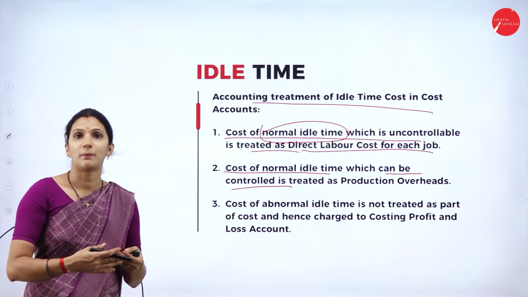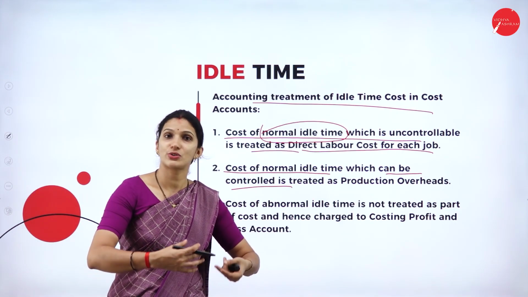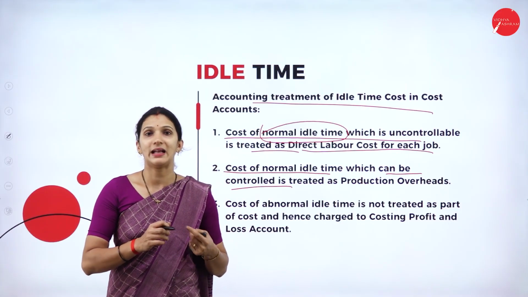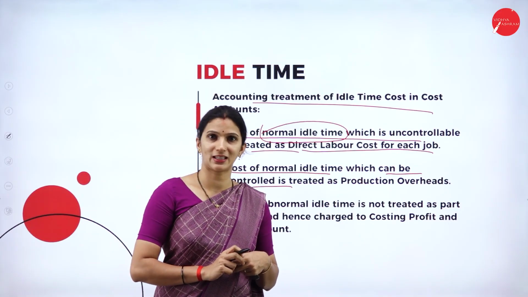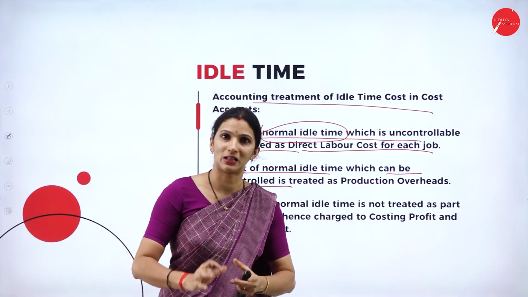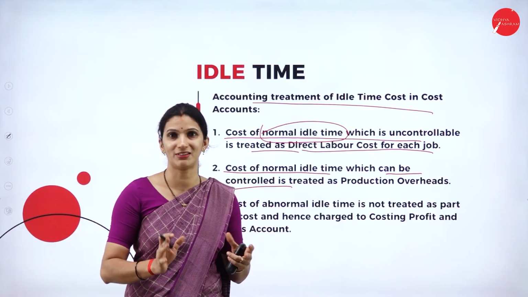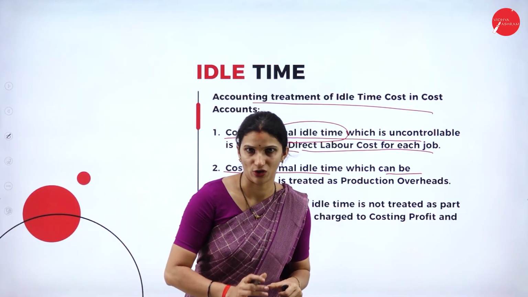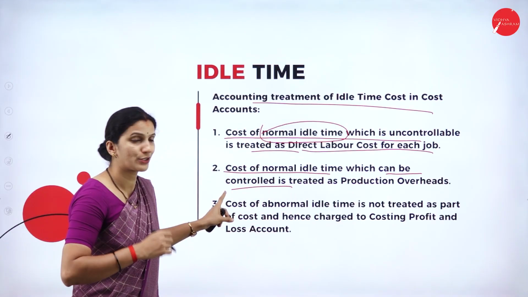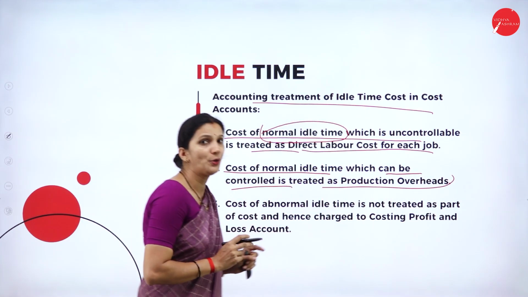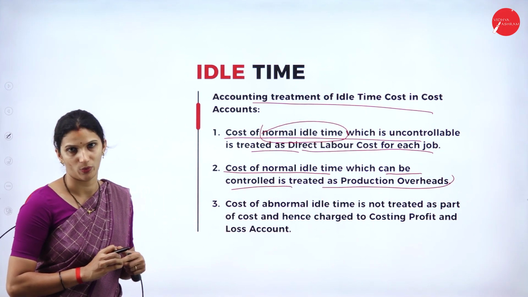Sometimes a machine breakdown is there, and that can be controlled if they frequently monitor that machinery. And sometimes a shortage of material is there, which is not uncontrollable. If they keep proper monitoring of the material or the stock level, they can avoid these causes. So we call it the controllable causes. That will be treated as the production overhead or the factory overhead.